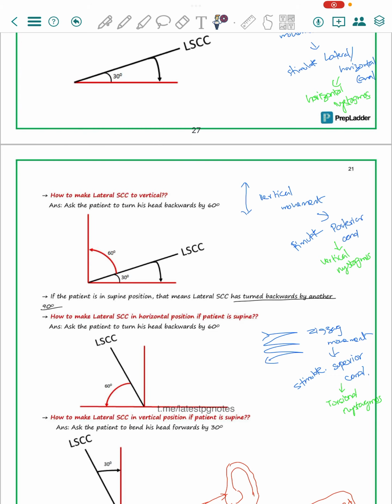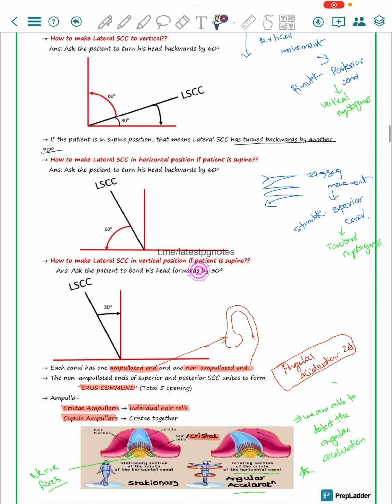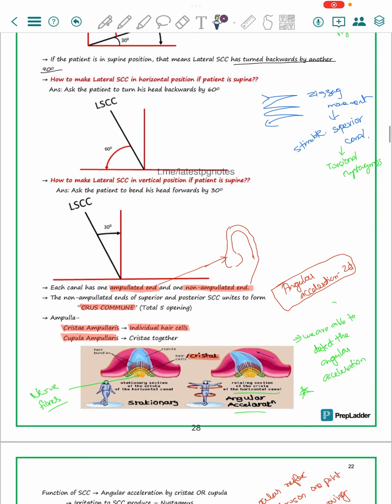Also if your patient is in a supine position, the lateral semicircular canal will come to a position at an angle of 90 degrees. Sitting to lying means it becomes 90 degrees. Then if you want to make it horizontal, you bend backwards by 60 degrees, and if you want to make it vertical, you bend forward by 30 degrees. That's it. Normally this zigzag movement stimulates the superior canal. This may produce torsional nystagmus.